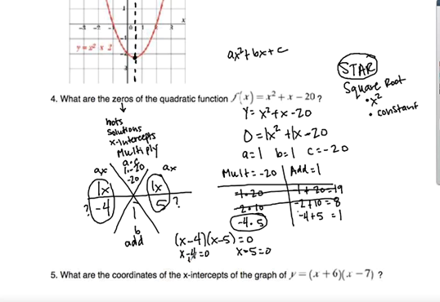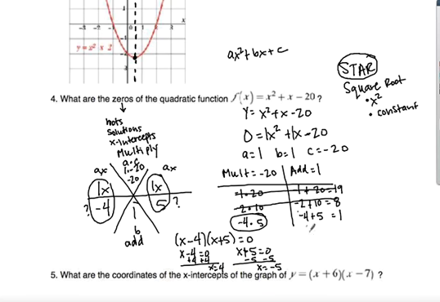And then I'm going to solve for x by adding 4 on this side. That should be a positive 5. So I get x equals positive 4, or subtracting 5 here and getting x equals negative 5. So I can get my two zeros as x equals 4 and x equals negative 5.